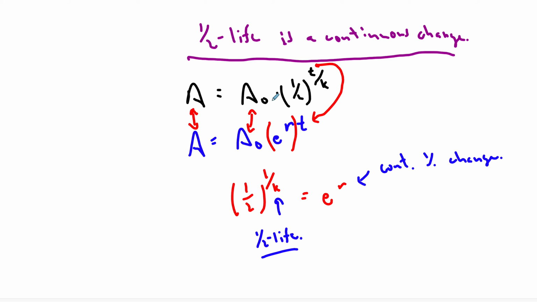The reason that we use this base 1/2 equation is because often half-lives are listed as a half-life. And the half-life is this many days, this many minutes, this many seconds, whatever it may be, okay? But it can be likened to a continuous change in this manner, okay? And that's it for half-life and compound interest.